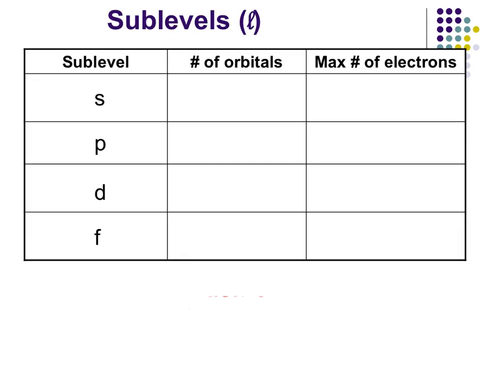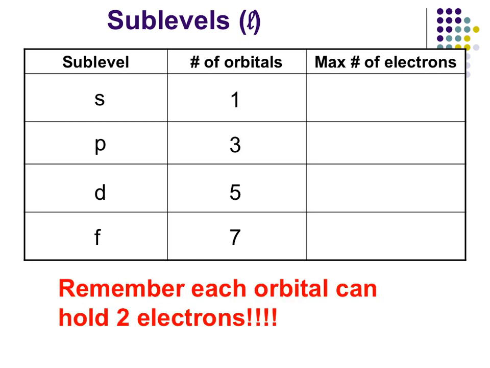Let's focus solely on the sublevels for a second, the S, P, D, and F. How many orbitals came in each one? S has 1, P has 3, D has 5, and F has 7. You've got to know these numbers, 1, 3, 5, 7. Now I want to determine how many electrons could be held in each sublevel. So let's think back to the beginning. How many electrons could be in a single orbital? Every orbital can hold 2 electrons.